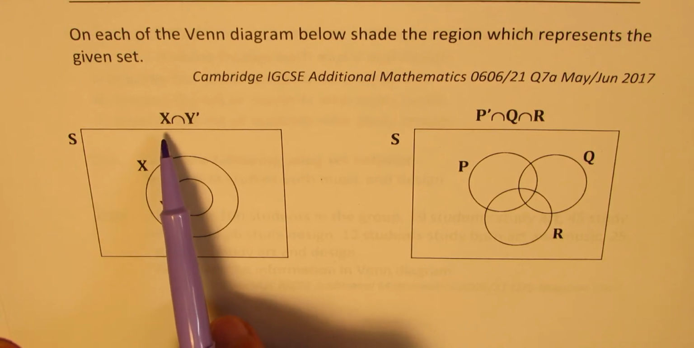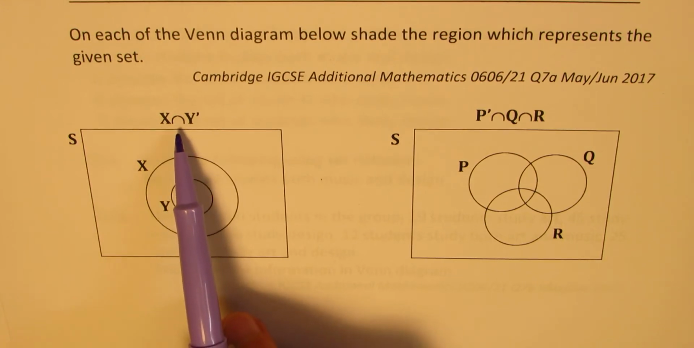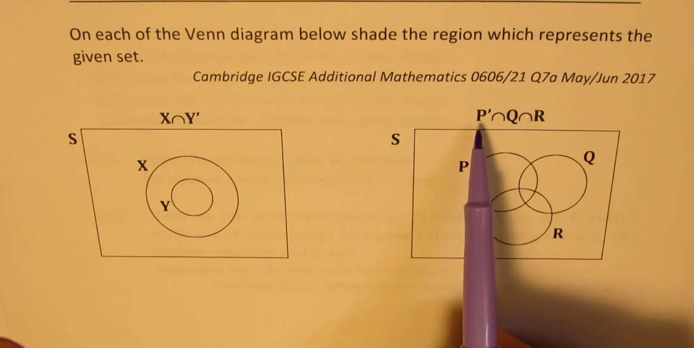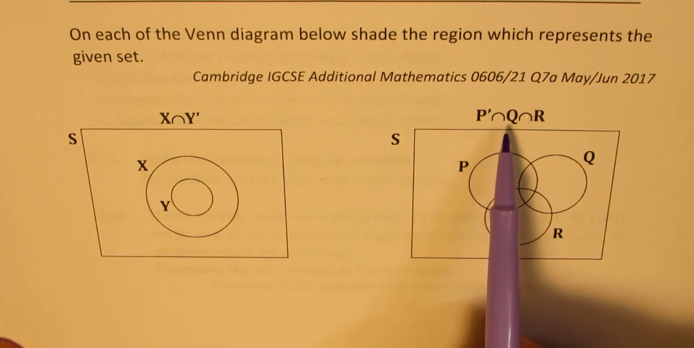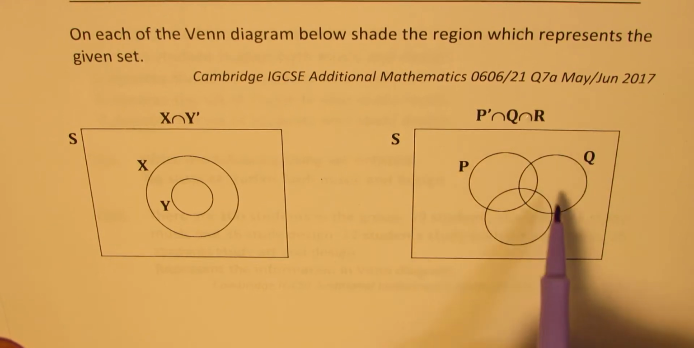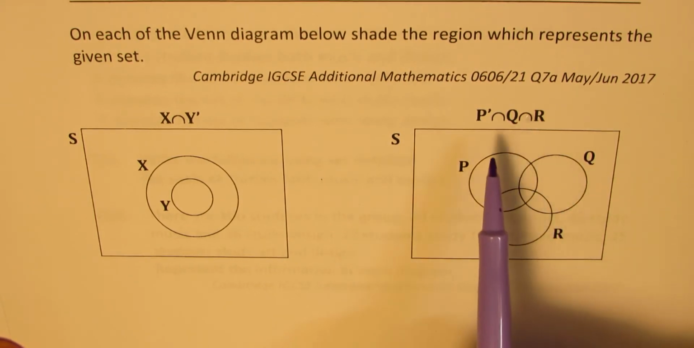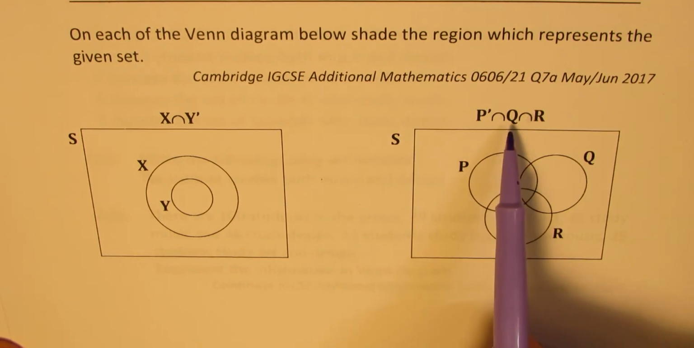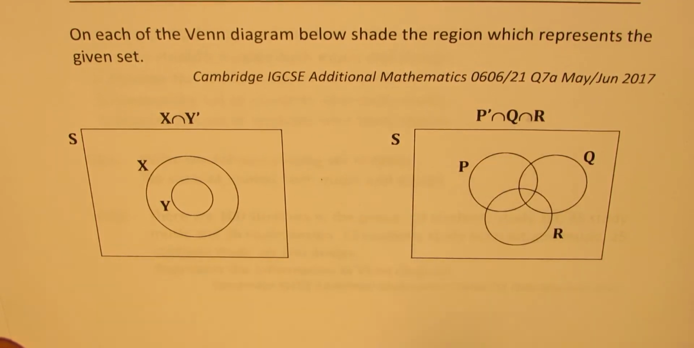So the set given to us is X intersection not Y, the complement of Y. That is what you need to shade. The second one is the complement of P intersection Q intersection R. We have three sets shown here. You have to shade the complement of P, that means not P, intersection with Q and intersection with R. Okay, so I'd like you to pause the video, answer this question, and then look into my suggestions.